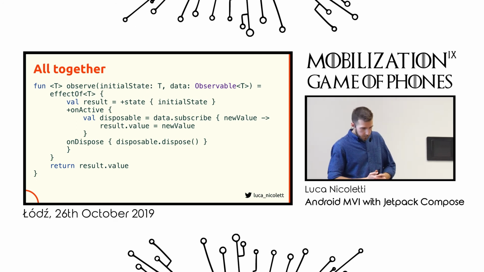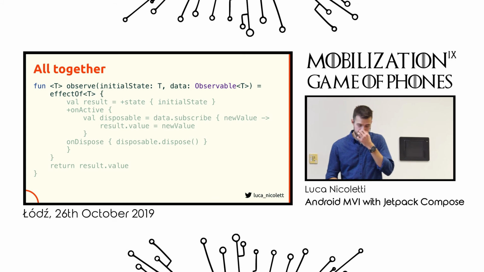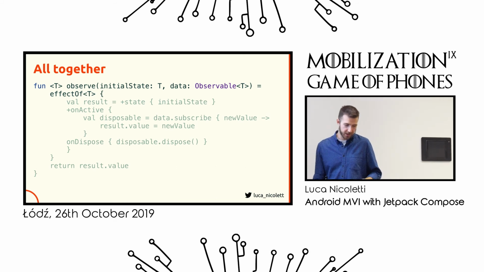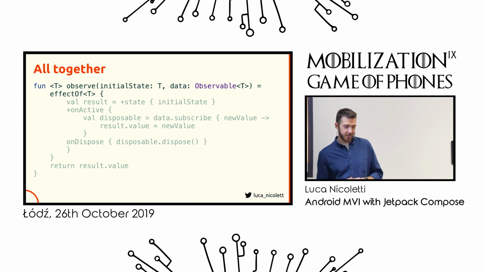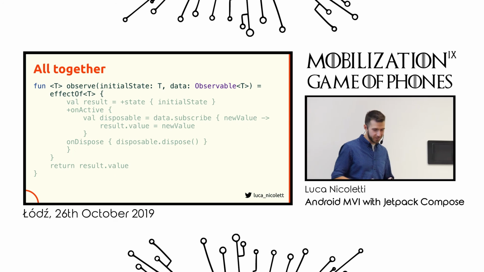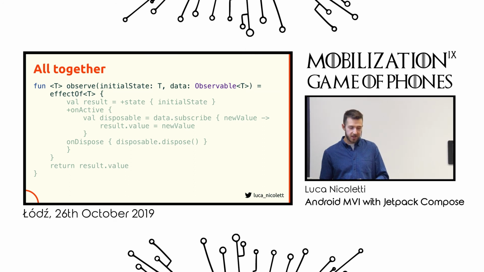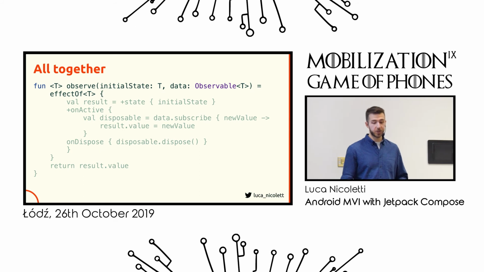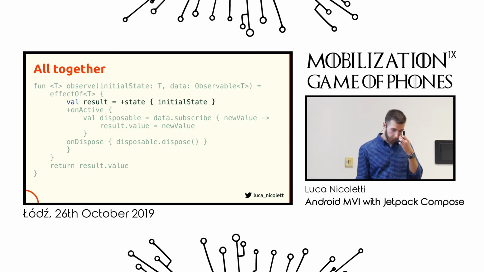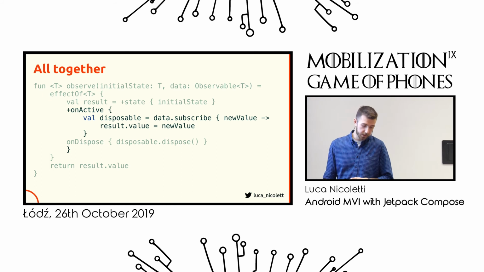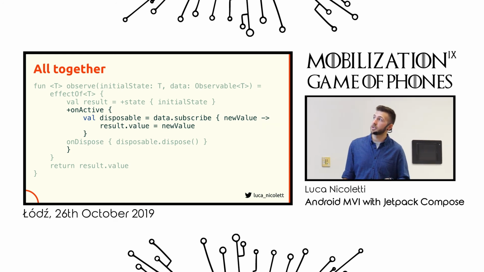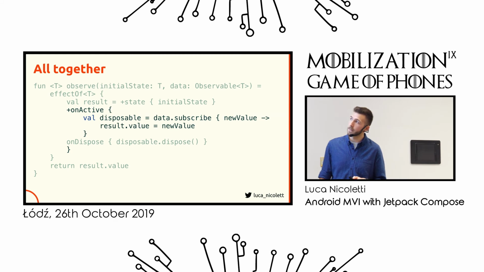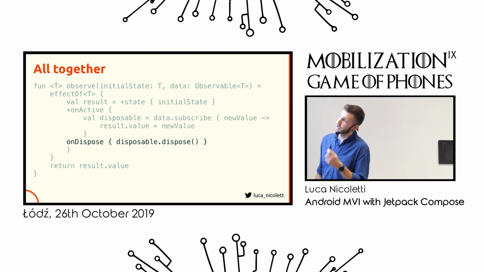The observe function accepts an initial state and an observable, and returns an effect of. The effect class is a class that holds a block of executable code, which is meant to be executed positionally in the context of a composition. Effects are equivalent to composable functions which are able to return a value. So we could set up a result with an initial state. In the active life cycle, we observe the observable, updating the wrapped value inside our result every time the observable emits something new. And inside the onDispose, we dispose the observable.